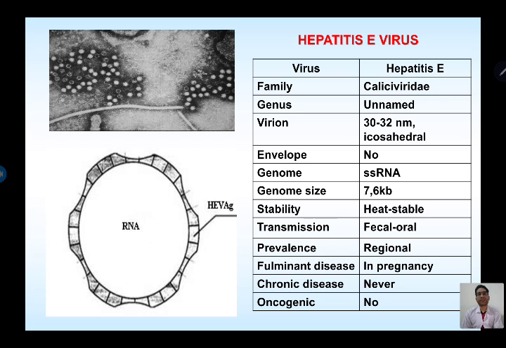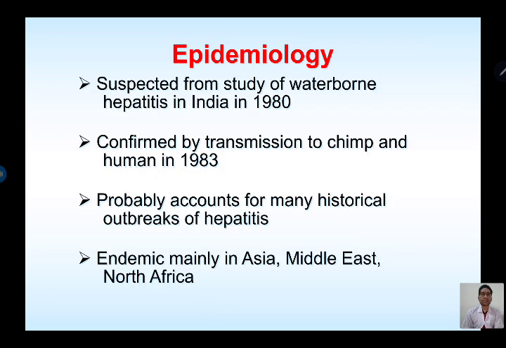Icosahedral, envelope is no. Genome is ssRNA. Genome size is 7.6 kb. Stability is heat stable. Transmission is fecal-oral. Prevalence is regional. Fulminant stage in a pregnancy. Chronic disease, no. Oncogenic, no.